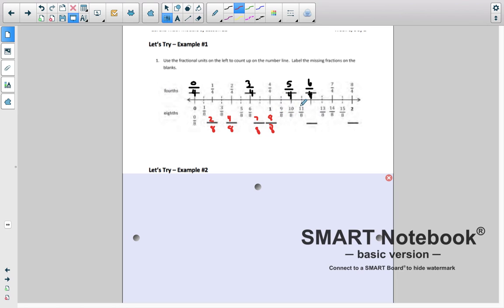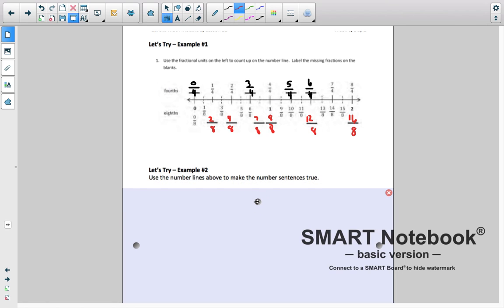9/8, 10/8, 11/8, 12/8, 13/8, 14/8, 15/8, and what comes after that? 16/8. So just counting up the number line. All right, so we filled in the missing blanks. Now let's see what they're asking for example number 2.